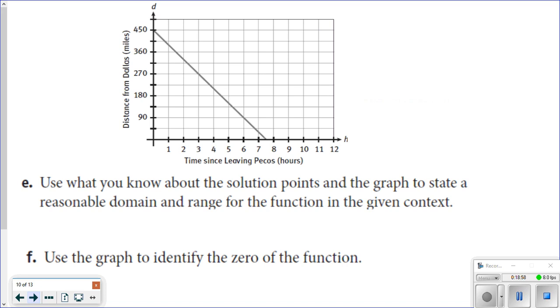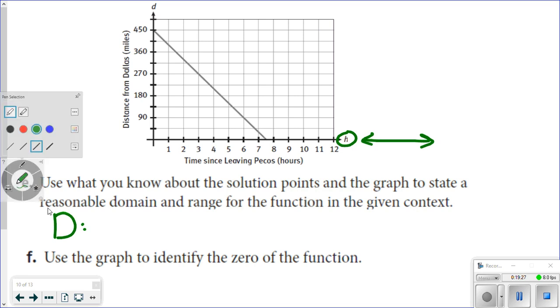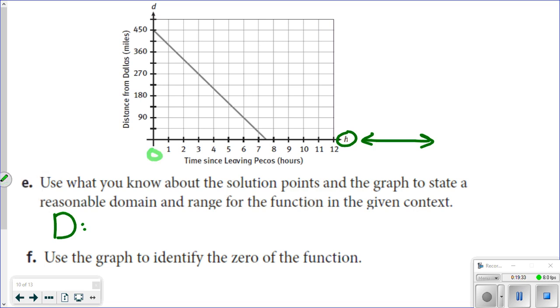Okay, use what you know about the solution points in the graph to state the domain and range for the function. Ooh, domain and range. So remember, hopefully from first try, domain is the x values, or in this case it's our h values. When we're looking at domain, we look from left to right, horizontally. Okay, so where does my graph start? Well, it starts right here at 0, and it stops right there at 7.5.